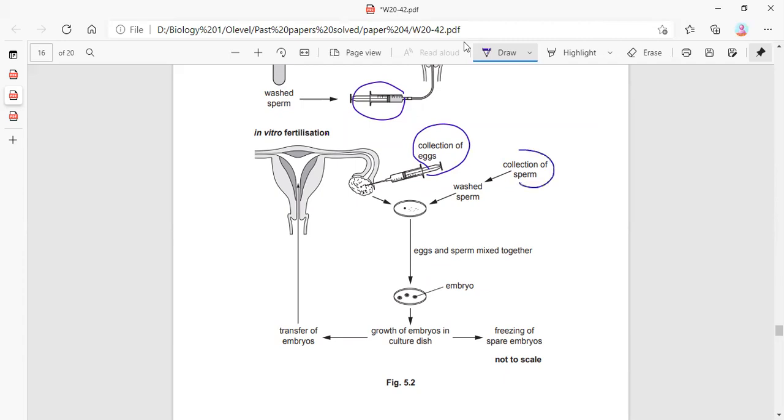You collect the sperms from the father. بناخد الاثنين outside and then they are placed in a petri dish. Mixed together, الفيرتلايزيشن بيحصل هنا في البتري ديش. الامبريوز are formed outside. بعد كده يا إما نعمل لهم freezing, we can use them later, يا إما يتعمل لهم transfer, okay? And the embryos are implanted in the lining.